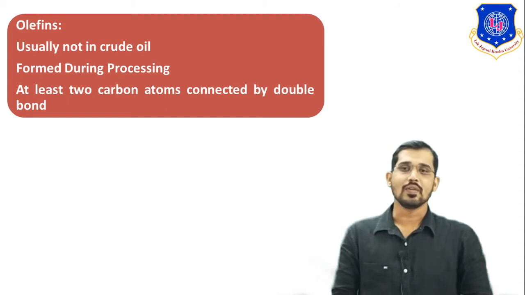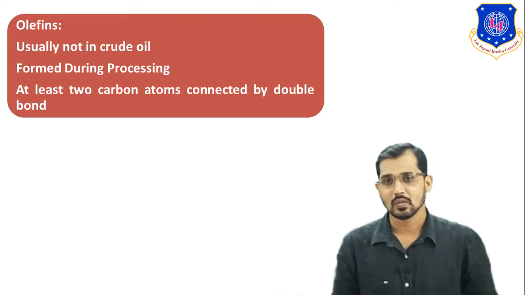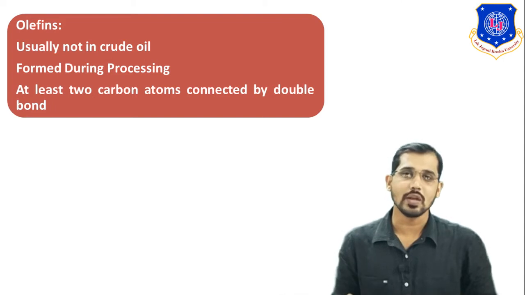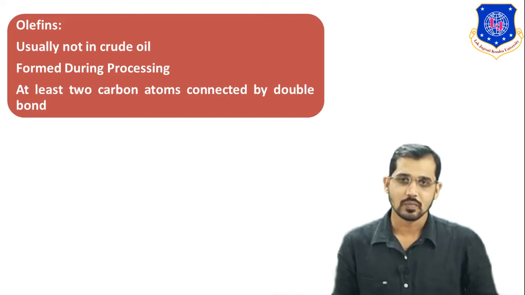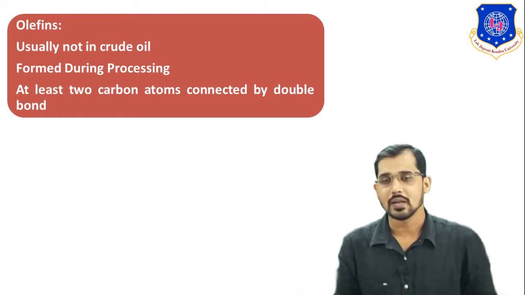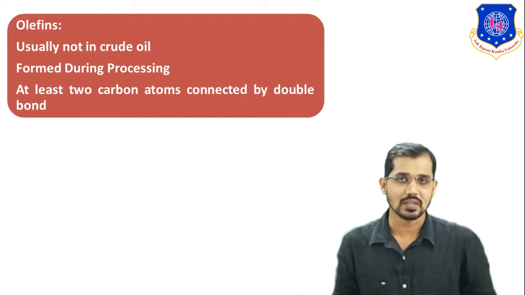After that, olefins, the next type of the various crude oil, that is nothing but olefins. The first point related to the olefin is that usually olefins are not in crude oil; they are formed during processing. Means whenever we are extracting an oil, that is nothing but rock oil or crude oil, the initial composition of that rock oil or crude oil does not contain olefins.